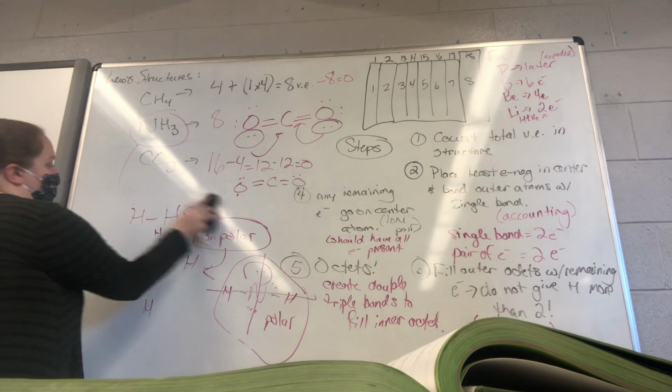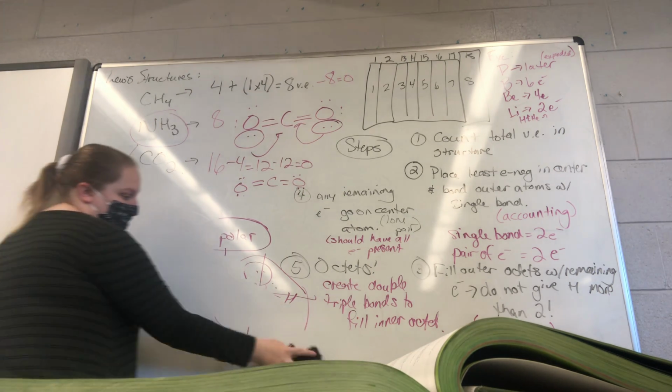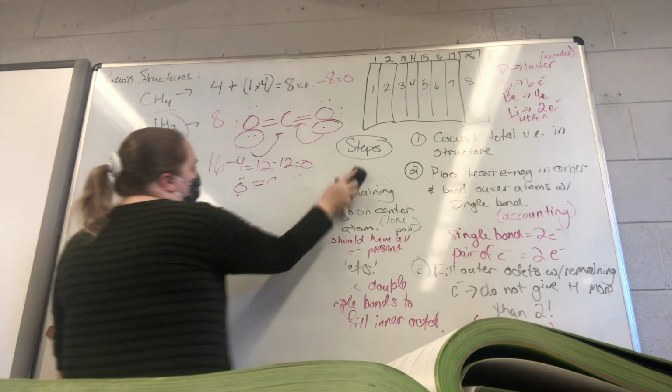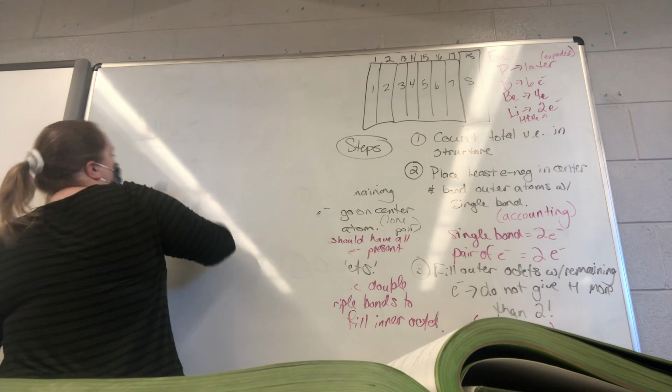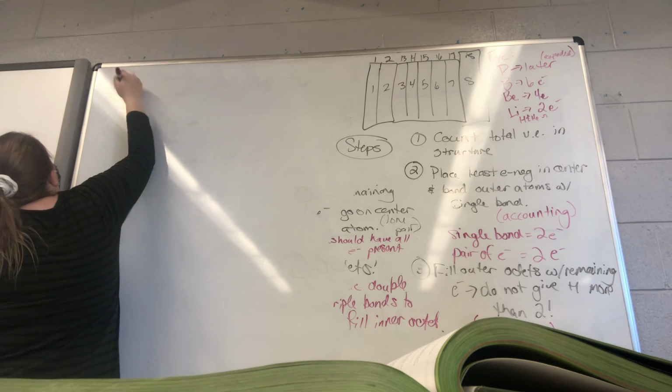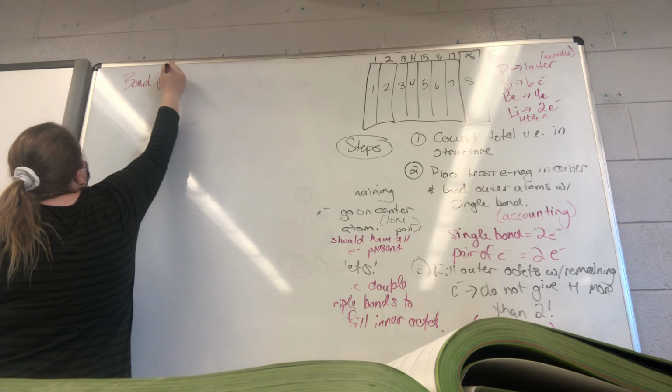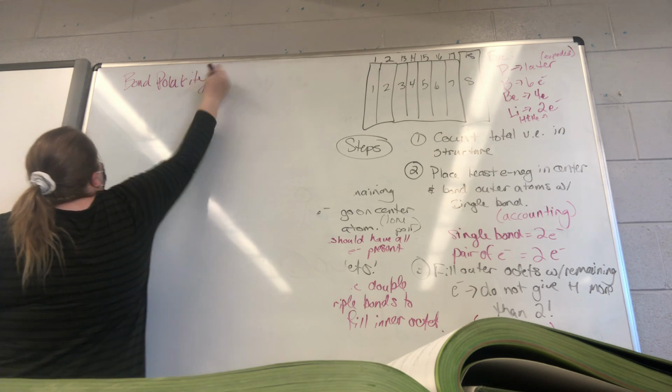So for polar, non-polar, and ionization. Ooh, yeah. You want to know the numbers? Yeah, let's talk numbers. Bond polarity. It's an R.